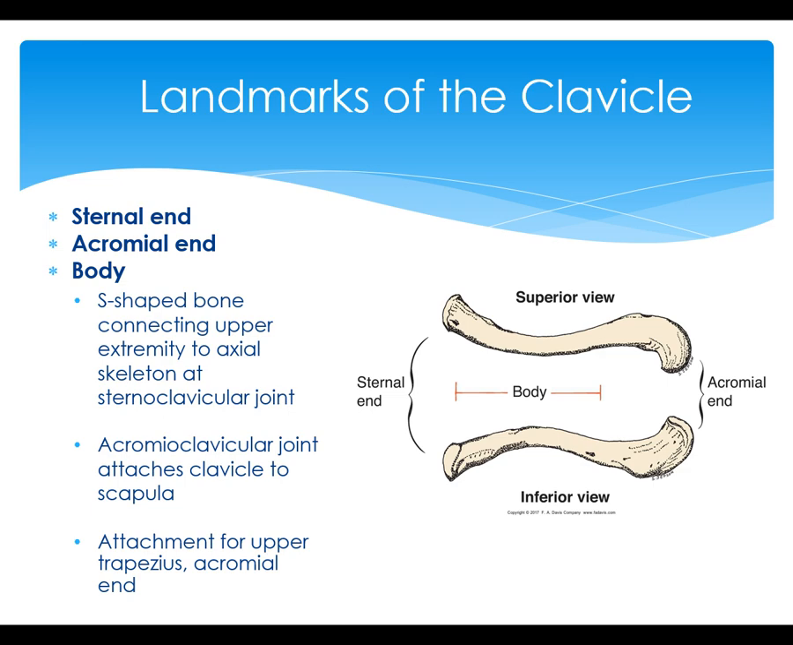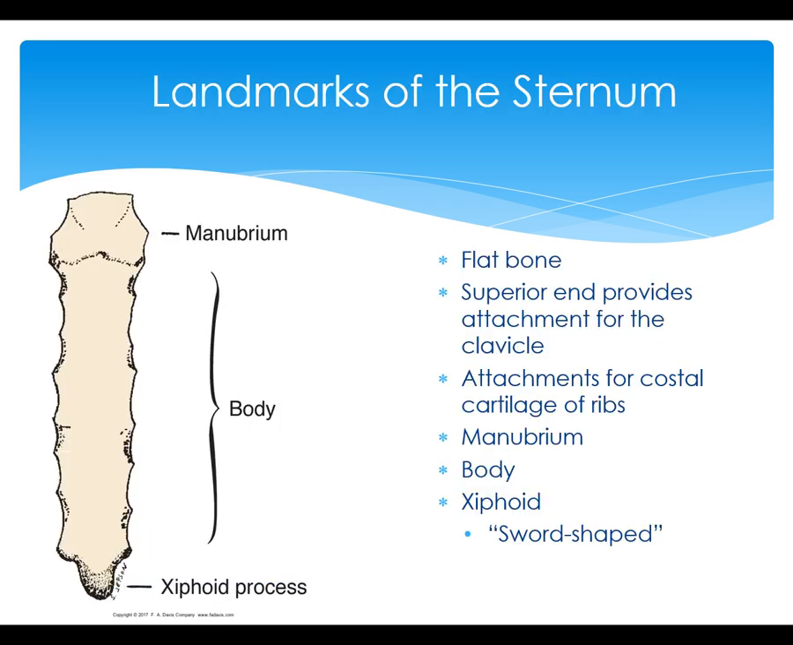Here are the landmarks of the sternum. The superior end provides attachment for the clavicle, and then along the sternum you can see the various attachment points for the costal cartilage of the ribs as well.